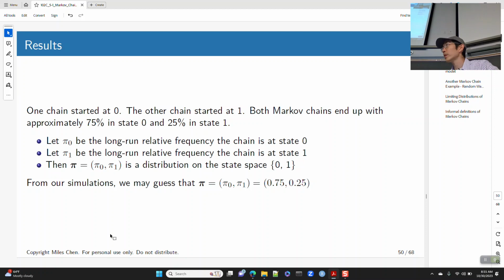And we can say, is there a probability? We're going to call this pi 0, which is the long run relative frequency that the chain visits state 0. And then we have pi 1, which will be the long run relative frequency that the chain is in state 1. We can say, what is our stationary or limiting distribution, right? Which will be this vector pi. Basically, what is the probability we end up at state 0 or 1? And just from looking at our simulation, we might guess that the limiting distribution is 0.75 at state 0 and 0.25 at state 1.